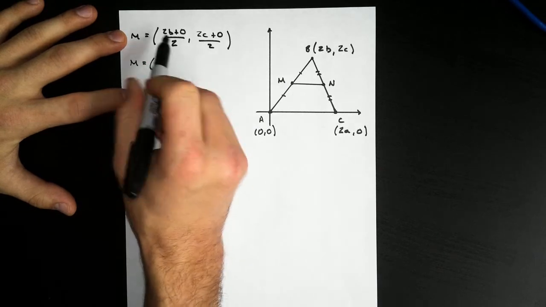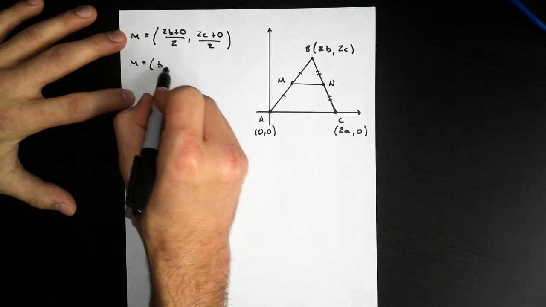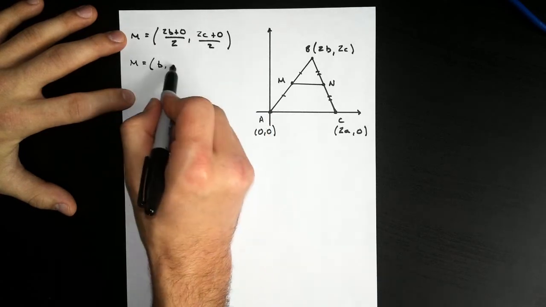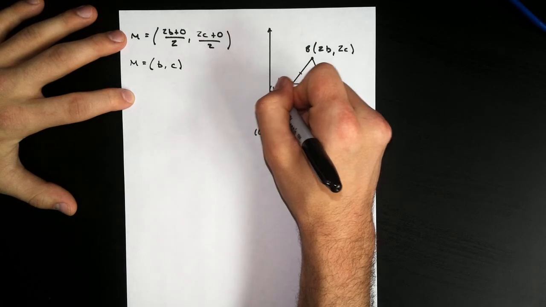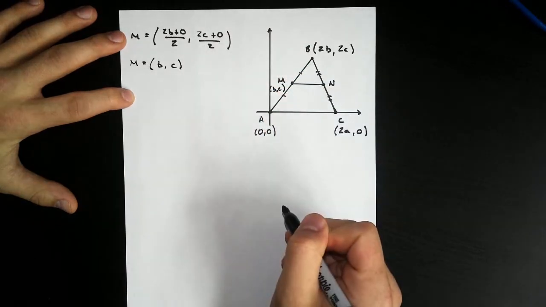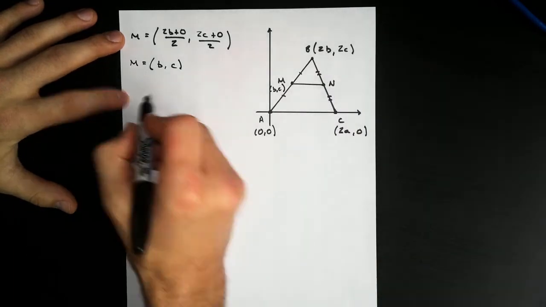Okay. The 0 doesn't do anything, so the 2's cancel out, so m is b. Same thing here. So m is the point b, c. Alright, now the same thing for n.